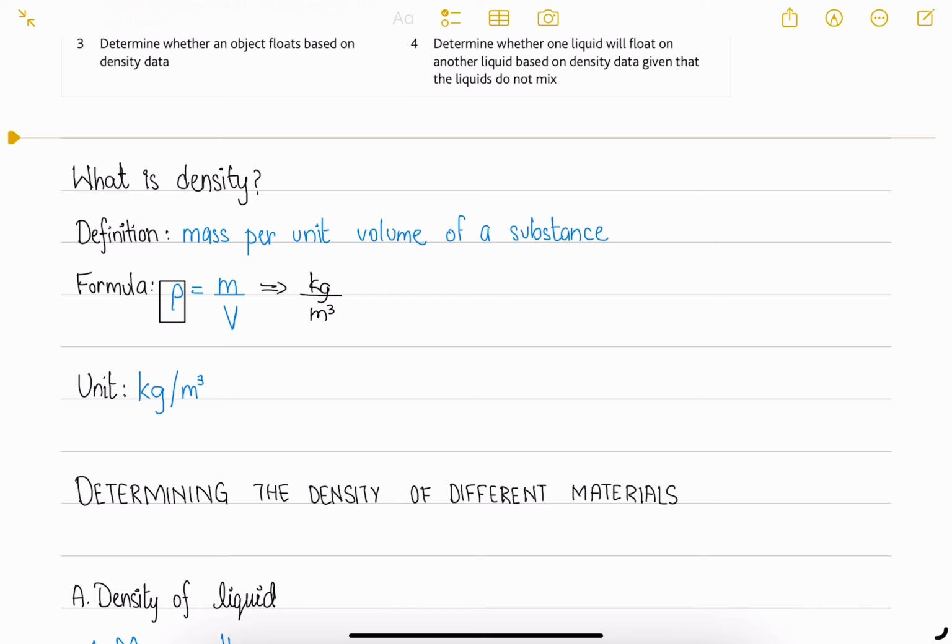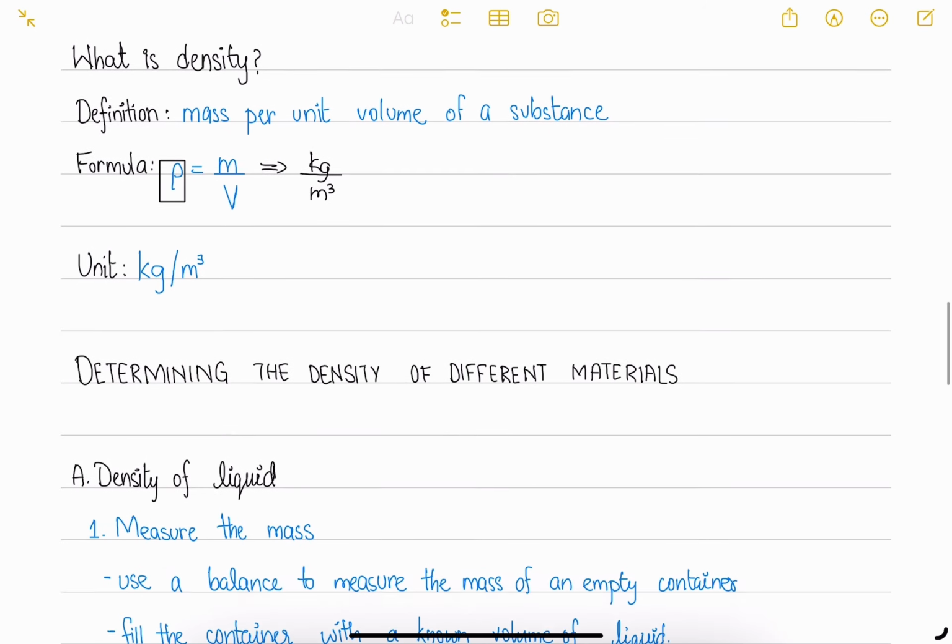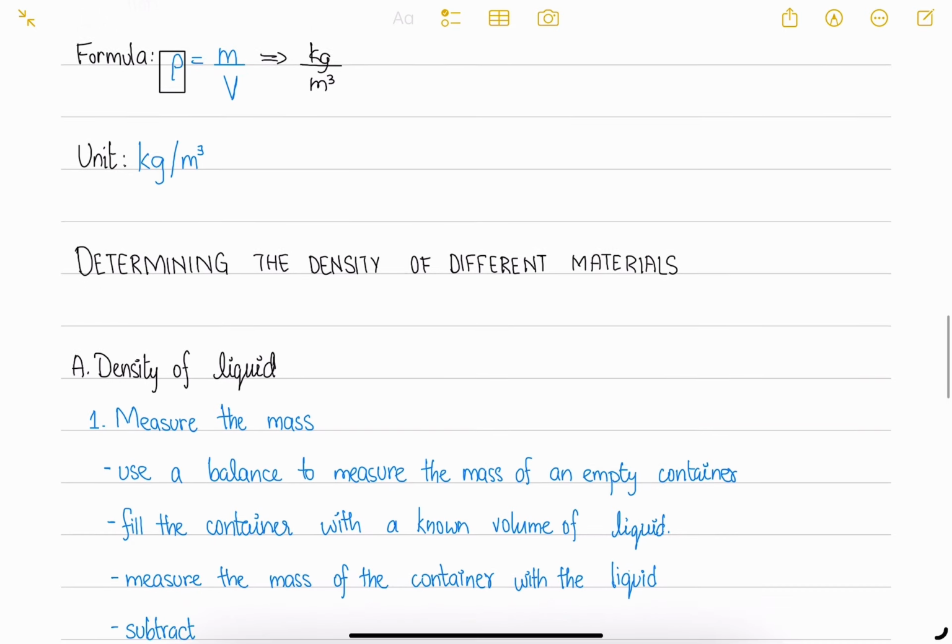So that's what density tells us. Then determining the density of different materials. First we'll learn how to determine the density of a liquid.